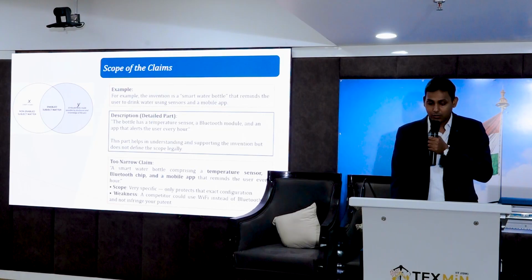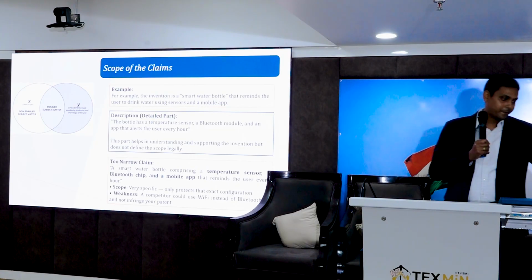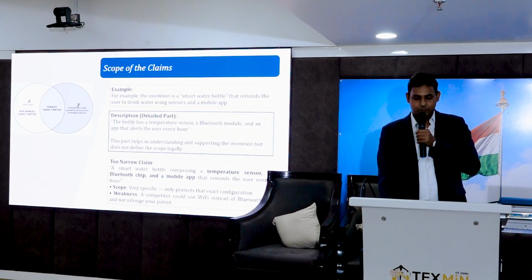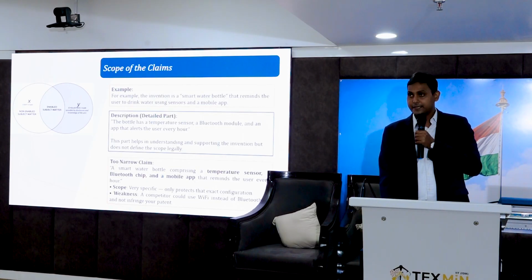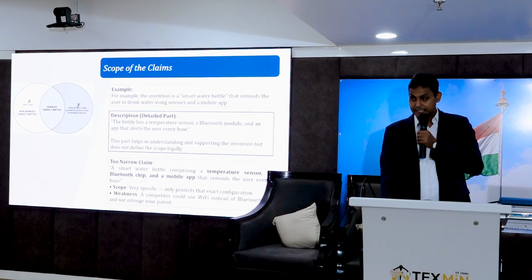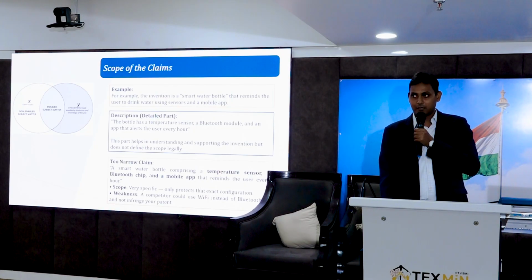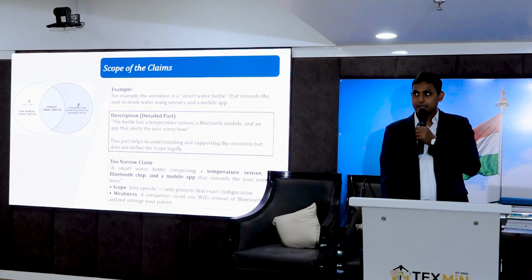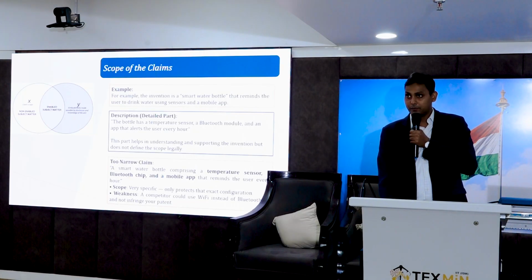Now there is an example of a too narrow claim. See, a smart water bottle comprising a temperature sensor, a Bluetooth chip, and a mobile app that reminds the user every hour. So we have defined this independent claim. It is too narrow. Why? Because it only protects the exact configuration. So we have written each and everything in the patent independent claim.